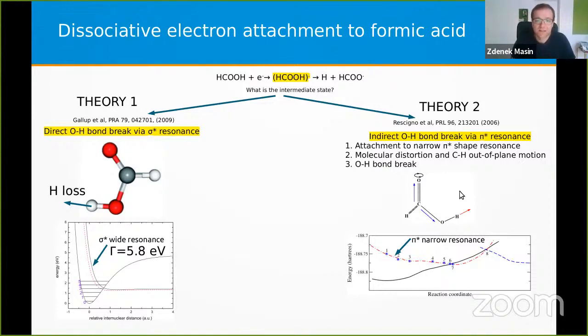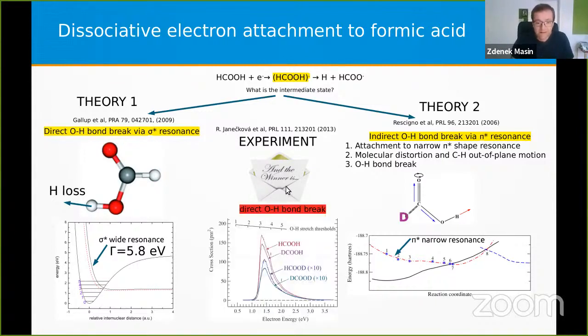Well, we have to ask the experiment to resolve this problem. And the experiments were done in the group of Michael Allan in 2013. And the winner is that the direct OH bond break is actually taking place. So it's the simplest mechanism. And well, how does the experiment determine that?